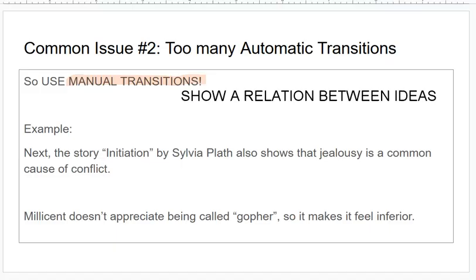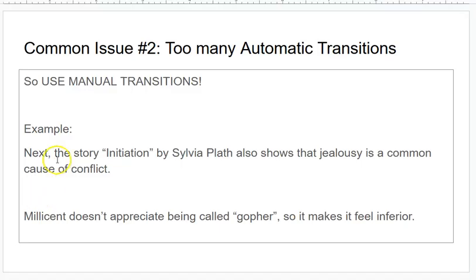So take a look at these 2 examples. This is a transition from one piece of evidence and commentary to the next. So they use next because they're moving from one idea to the next. However, this doesn't show a very clear relationship between those ideas. They also use the word also over here, but still, this can be stronger. We can make this stronger. So, how do we do that?